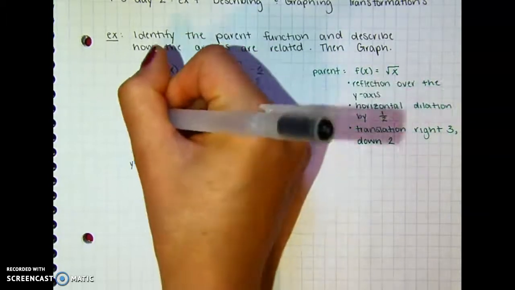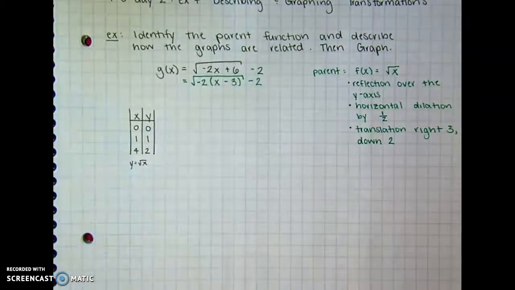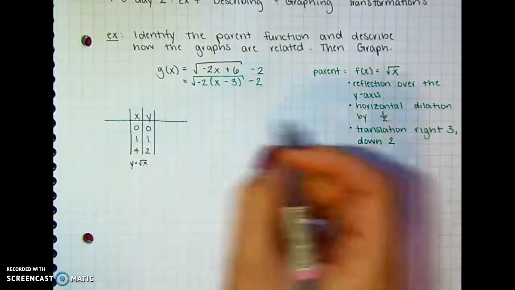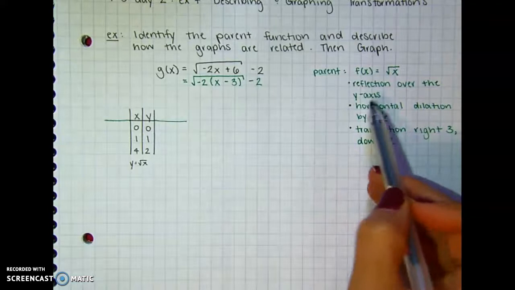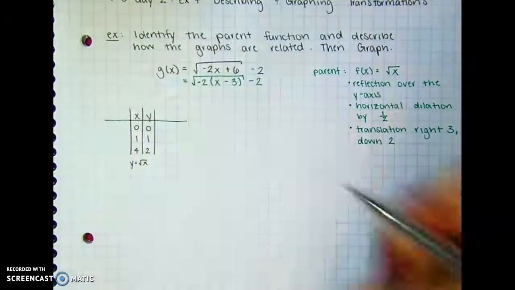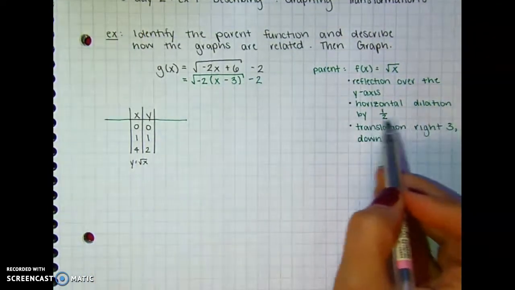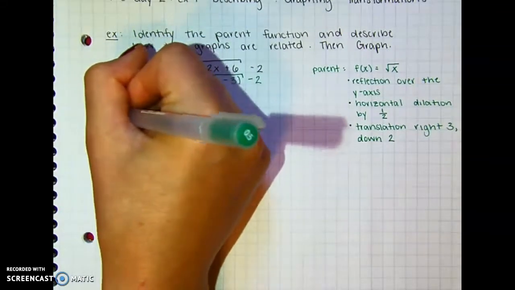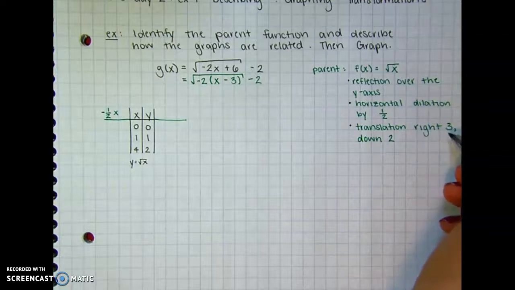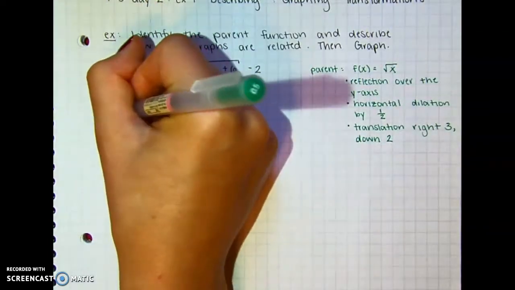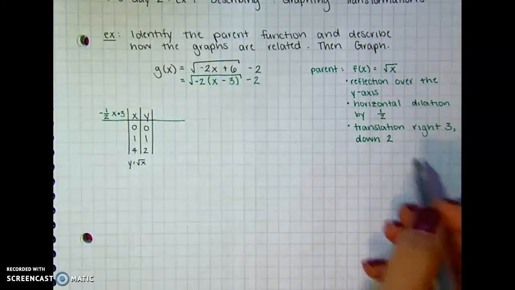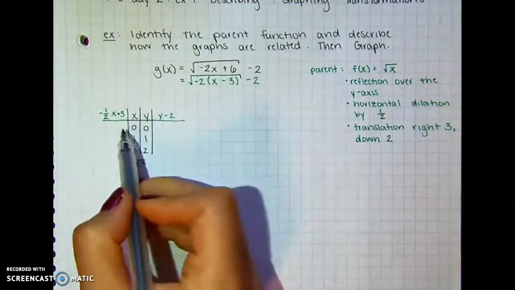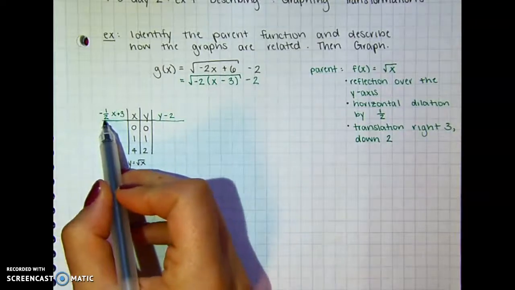So then the next step is to extend your table and apply the transformations. So if it's a reflection over the y-axis, that makes our x values negative. But we also have a horizontal dilation by 1/2, so it's going to be negative 1/2 x. We're going right 3, so that's plus 3. And then down 2, so it's y minus 2. And then we just substitute, so 0 times negative 1/2 plus 3.